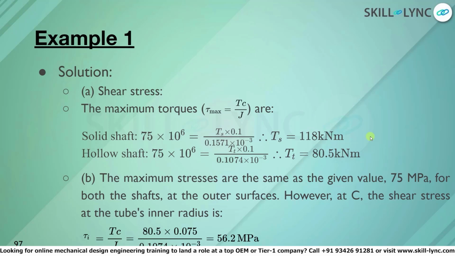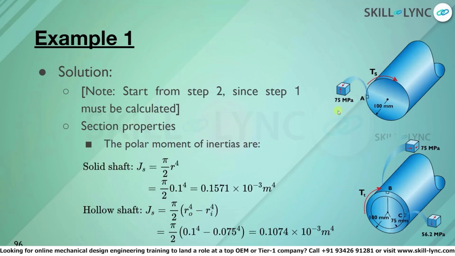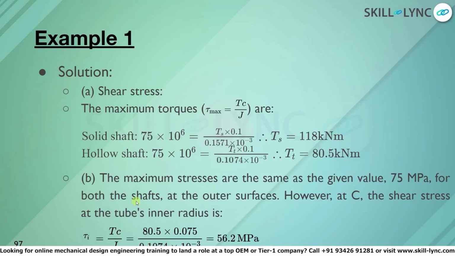From the problem given, the next statement was for us to determine the stresses acting on different points A, B and C in the shaft. If we see this diagram, point A and point B in the solid and hollow shaft respectively are located on the outermost surface, and we know that the outermost surface is experiencing a maximum shear stress of 75 megapascal. Therefore, point A and point B are also experiencing a stress of 75 megapascal. However, we need to find the shear stress that is experienced by point C.